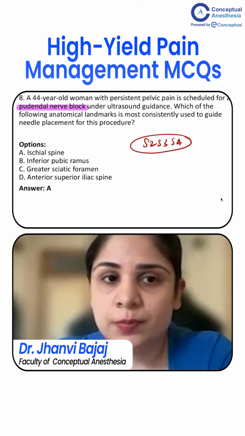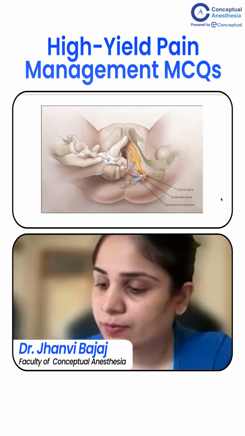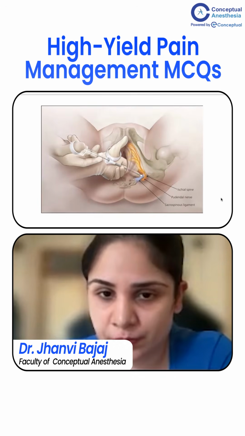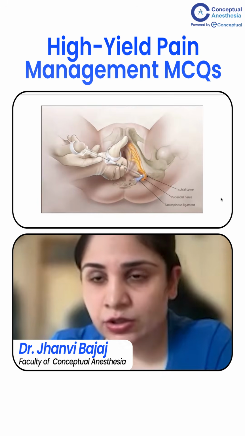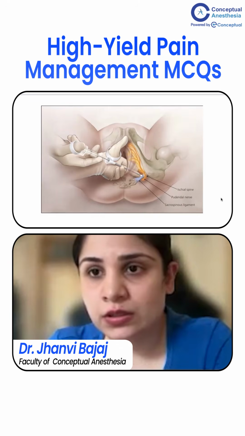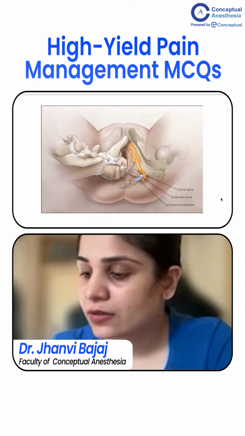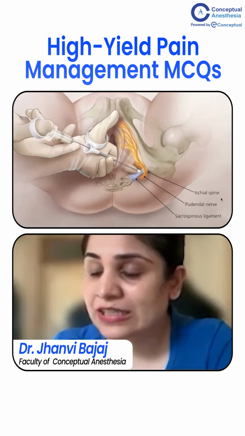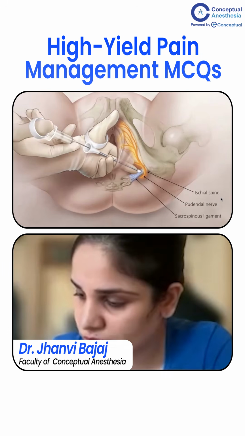So your pudendal nerve, how do you block it? You make the patient lie down in the lithotomy position as shown over here. Then you put your finger per vaginum and you feel for the ischial spine. Okay, so this is your ischial spine.